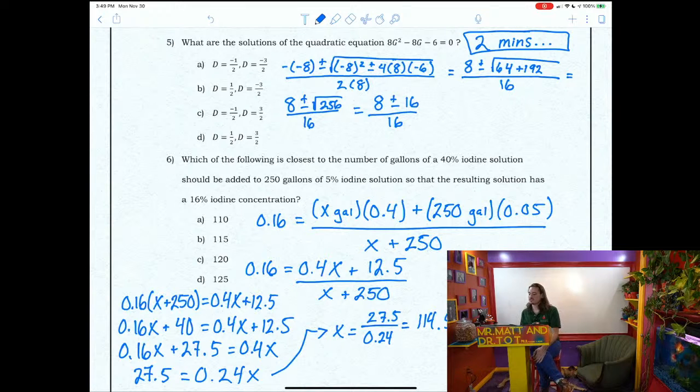And that turns into 8 plus or minus the square root of 64 plus 192. Make sure to keep the negative signs of all the values of A, B, and C. Quantity divided by 16. So that's going to be 8 plus or minus the square root of 256. The square root of 256 is 16. So that's 8 plus or minus 16, quantity divided by 16.